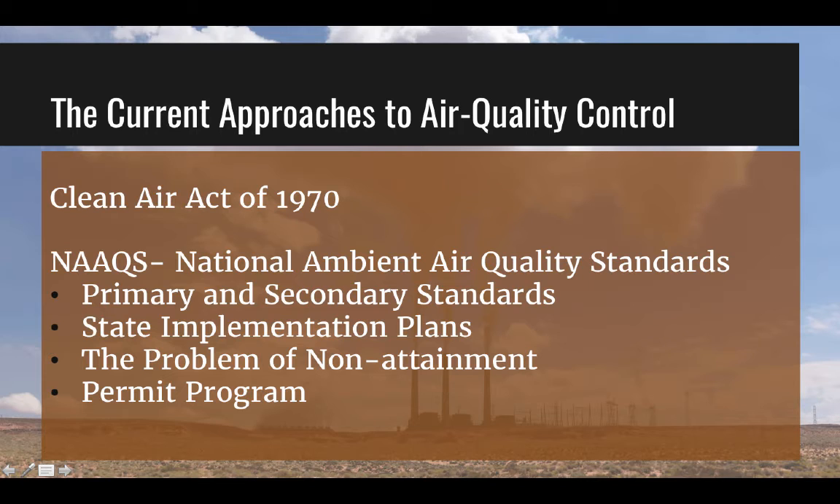For each of these criteria pollutants, the administrator must set two standards, primary and secondary ambient air quality standards. Primary standards are necessary to protect human health. Human health is interpreted to include the health of the most sensitive individuals, such as children and the elderly. Some pollutants have primary standards for both long-term, annual average, and short-term, 24 hours or less, e.g. nitrogen dioxide and particles. Secondary standards are sufficient to protect public welfare. Public welfare includes visibility, plant life, animal life, and buildings.